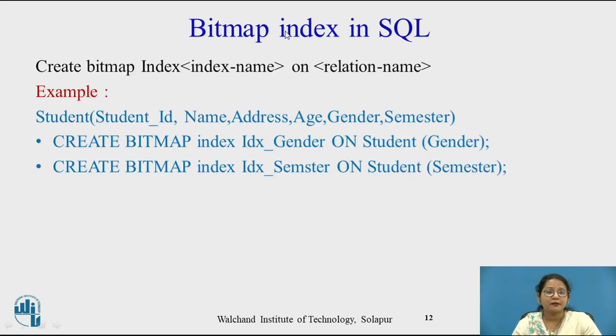Now, how to create a bitmap index? Create bitmap index, index name, on relation name. Okay, so for example, student with student ID, name, address, age, gender and semester. So, create bitmap index IDX gender, that is the name of the index, on student with the attribute on which you are creating the bitmap index. Same, create bitmap index IDX semester on student with the attribute list.